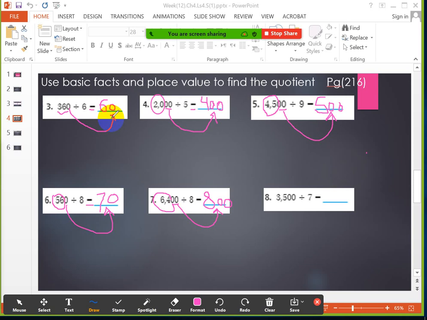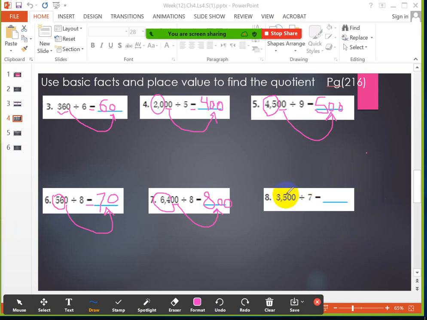Now we will divide the next number. We stopped on number 8, I think. 3,500 divided by 7. Okay. Let's see who didn't answer. I think yes, Aryam. Could you please help me to divide 3,500 by 7? Yes, teacher. Yes, dear. Let's start now.